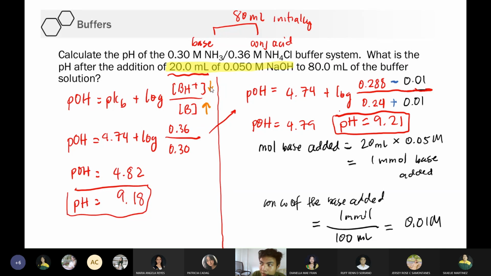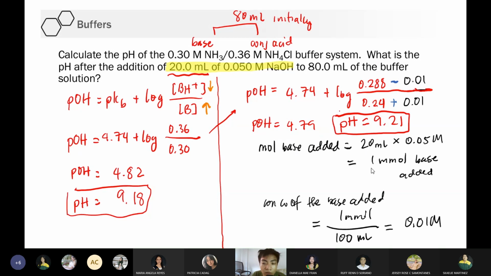Parang si Elsa. Mas bababa naman si conjugate acid. Okay? So, pag sinabi kong tataas yung base, plus concentration ng base added. Pag sinabi kong bababa yung conjugate acid, minus the concentration of base added. So, ano yung concentration of the base added? Paano mo malalaman yon? First, you determine the moles of the base added, multiply the volume by the molarity. So, we get 1 millimole.